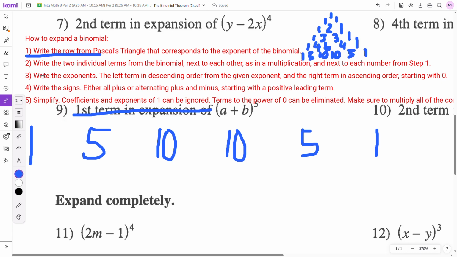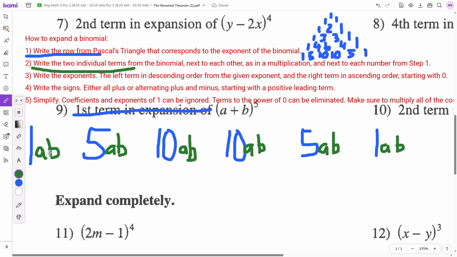That's what we did. Step 2, write the two individual terms from the binomial next to each other, as in a multiplication, and next to each number from step 1. In this case, we have a plus b. So that means I'm going to write a and b, a and b, a and b, a and b, a and b, and a and b. Although you do want to leave a little bit of room between the a and the b so that the exponents can fit in there.